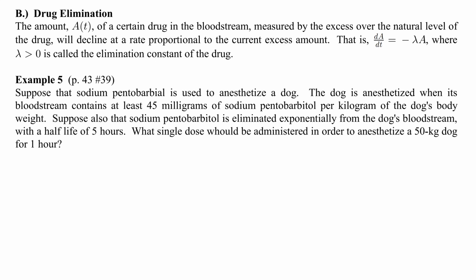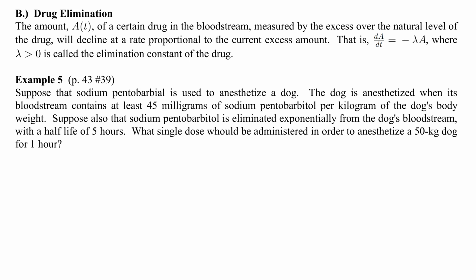This one has to do with drug elimination. The amount A of t of a certain drug in the bloodstream, measured by the excess over the natural level of the drug, will decline at a rate proportional to the current excess amount. That is, the rate of change of A, the amount of the drug, with respect to time t, is equal to negative lambda times A. So lambda in this case is the rate of decay. Notice this says lambda is greater than 0. That's the elimination constant of the drug.